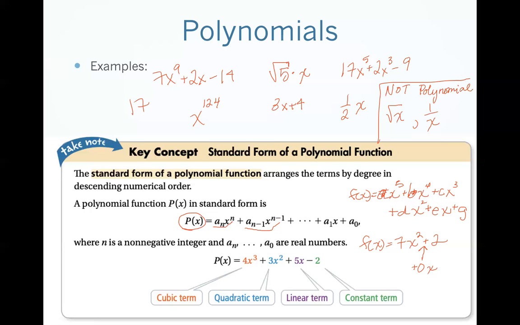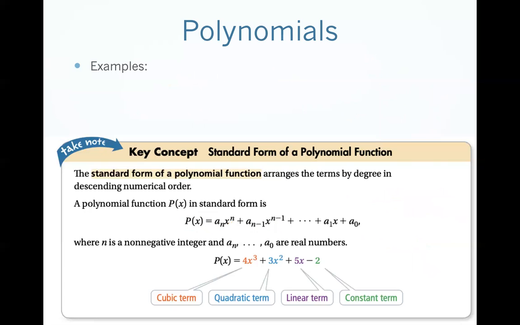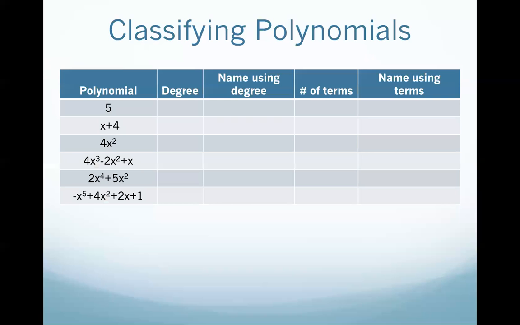Okay, so we can't have x to the -4. We can't have x to the 2.7. It just has to be a whole number. So those are all examples of polynomials. I'll give you a chance to type yours into Edpuzzle.